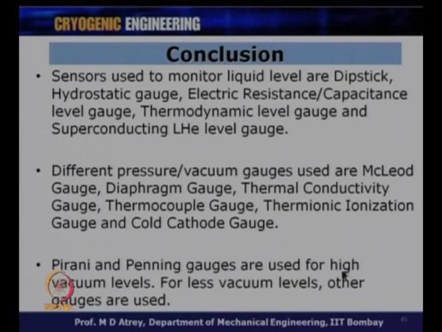Pirani and Penning gauges are used for high vacuum levels. For lower vacuum levels, other gauges are used.